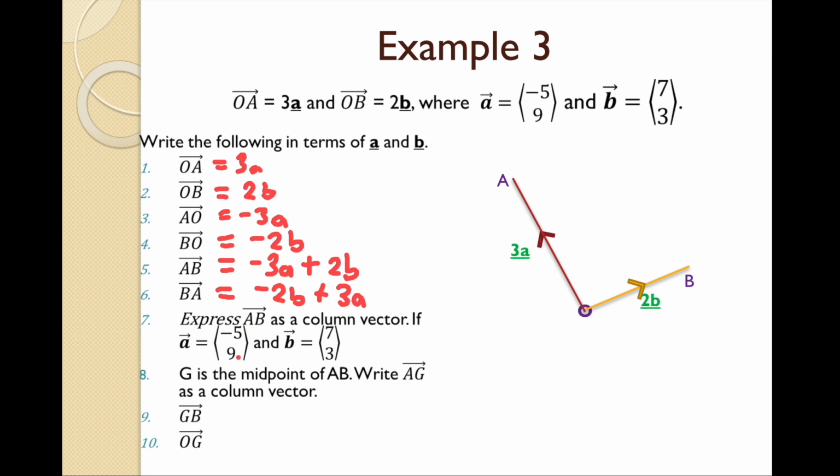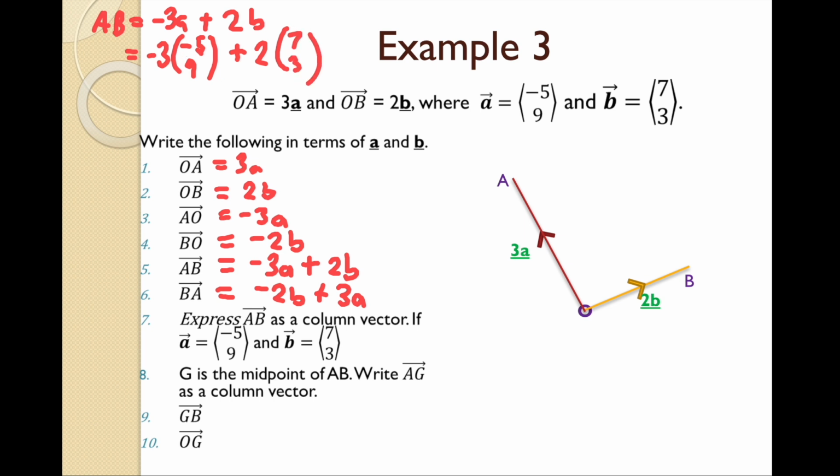And A is equal to this, B is equal to this. We need to figure out how to put that as a column vector. So what we do is, we know that AB is equal to negative 3A plus 2B. So then we're going to have minus 3 multiplied by whatever A is. In this case, A is negative 5 and 9. So we're going to add that to 2 multiplied by whatever B is, which is 7, 3.